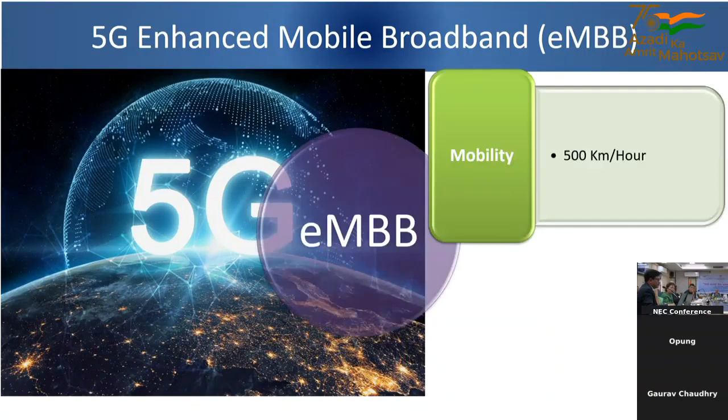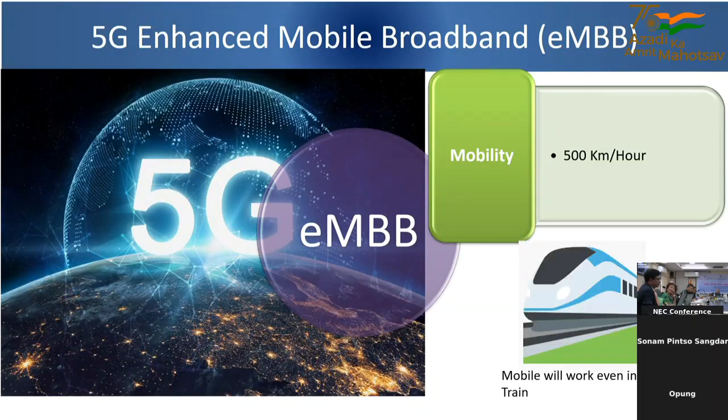And then mobility. One important aspect is mobility, because in our country also we are talking about bullet trains. If you look at 4G, it will not support mobile services in a bullet train environment, where the speed can be, say, up to 500 kilometers per hour. But 5G will support mobile service, either voice call or data call, even in a bullet train. Technologically, it has been enhanced to support working of a phone or data in a bullet train up to 500 kilometers per hour. In 4G, it was up to 350 kilometers per hour.